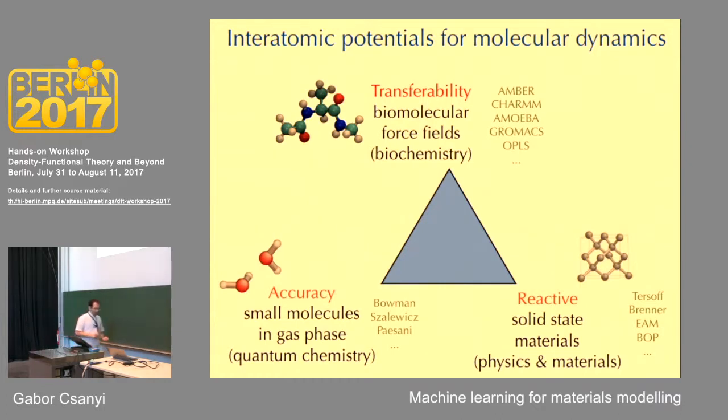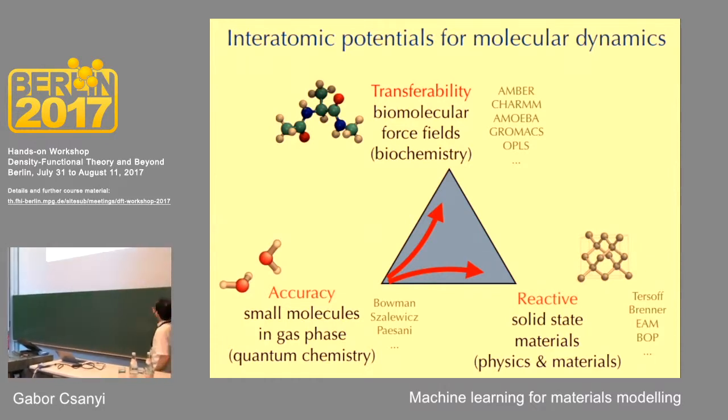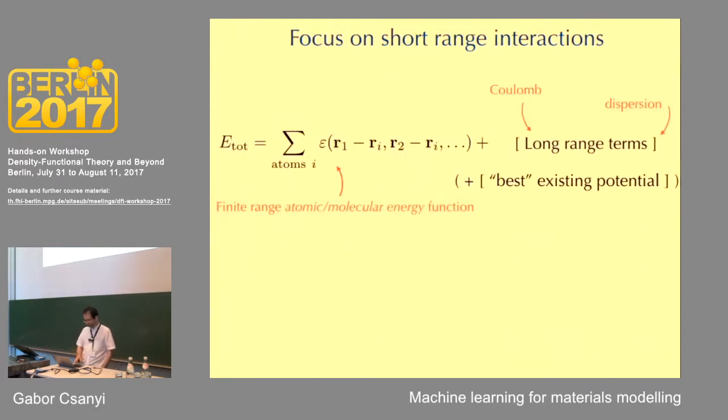But they have not used the mindset of machine learning, I would say. What I'm hoping the machine learning will do is take the accuracy of these guys and enable us to make models of perhaps organic biomolecular molecules and for reactive solid-state systems, but with an accuracy that's similar to what the quantum chemists have achieved for small molecules.